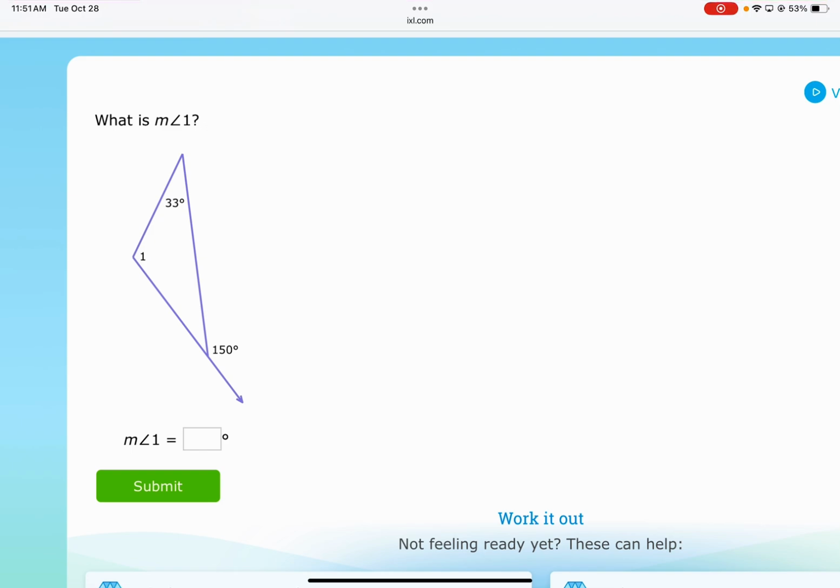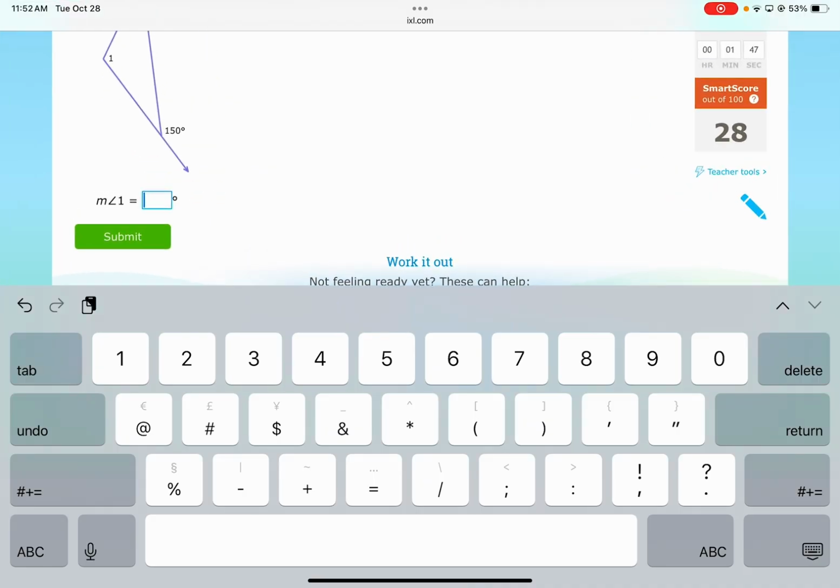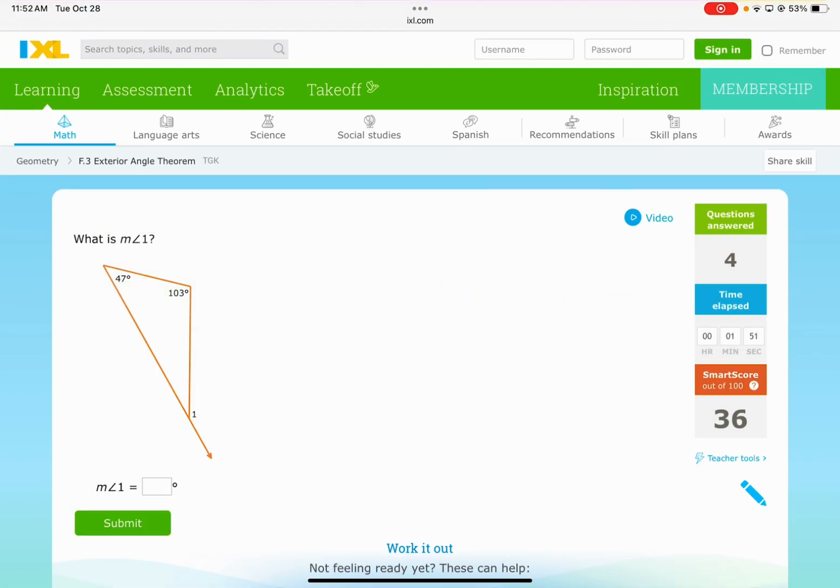All right, this one's a little different though, right? Because the angle that I'm finding is inside the triangle as opposed to outside. So what should I do here? Take away 33 from 150. Okay, so 150 minus 33 is going to give me what? 117. Super!